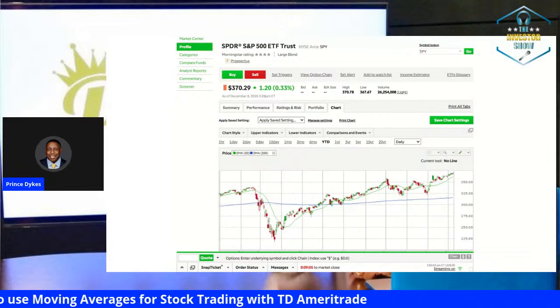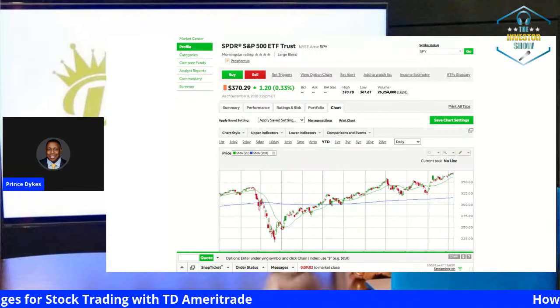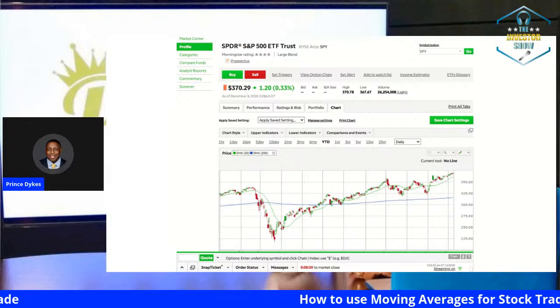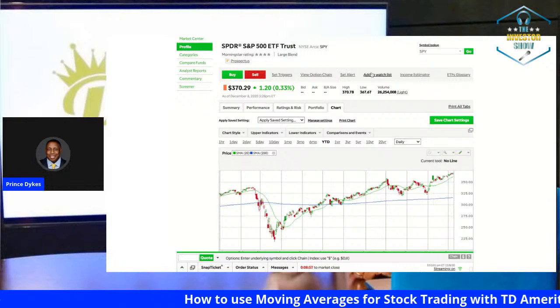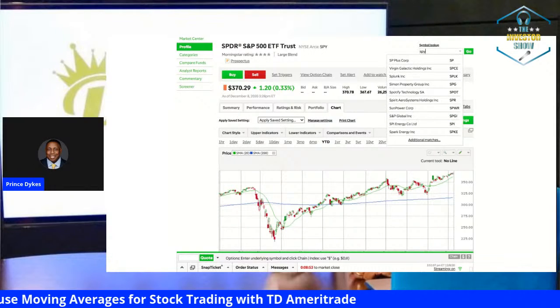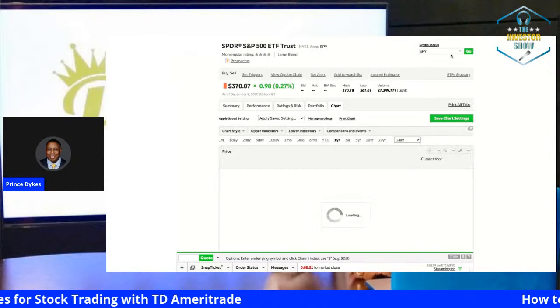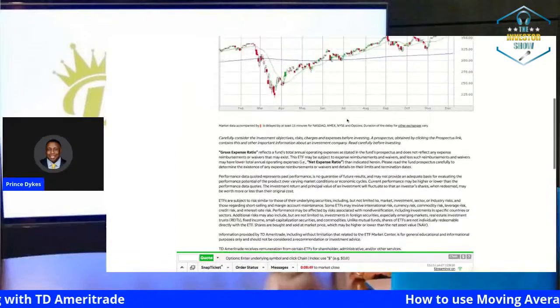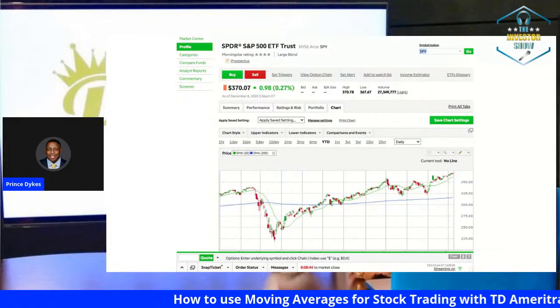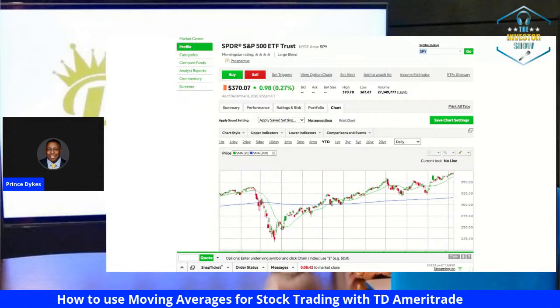So anyway, ladies and gentlemen, what you're going to do is when you log into your TD Ameritrade account, you're going to go to charts, right? So when you log in, you're going to go to chart right here. You type in whatever stock you're looking up. Let's say you was looking up the SPY. Right here, I have the SPY pulled up for the people that can see this. This is the ETF that tracks the S&P 500. So right here, you have the SPY.